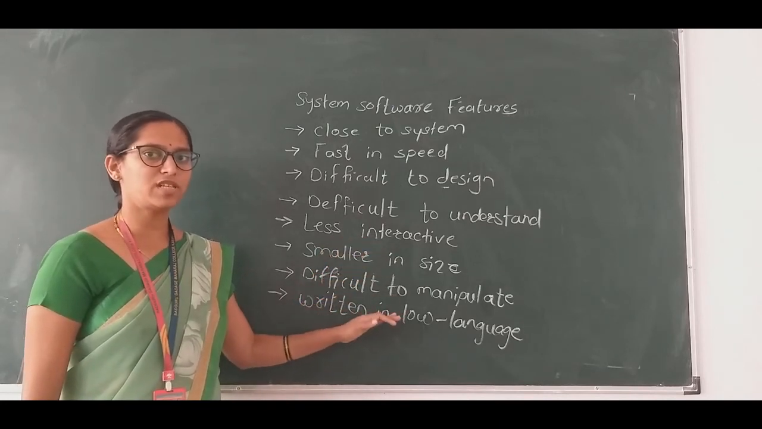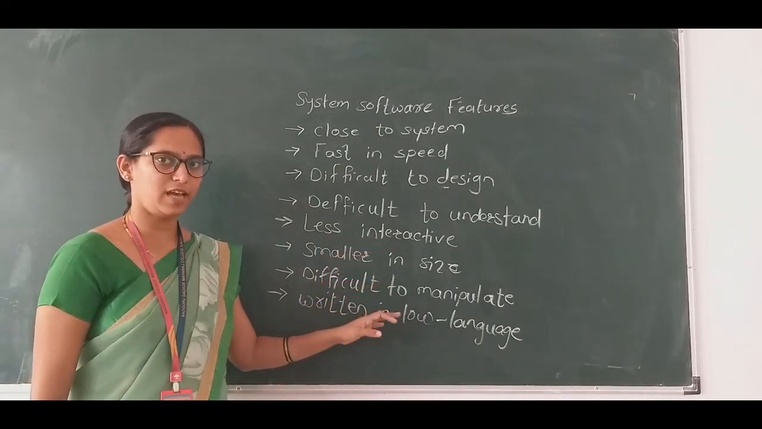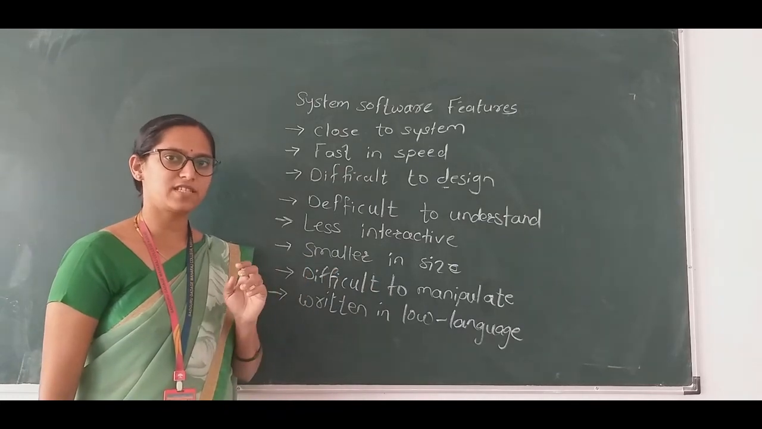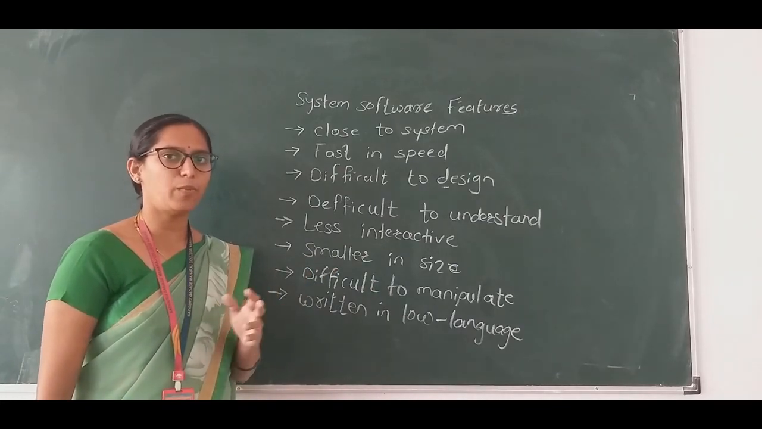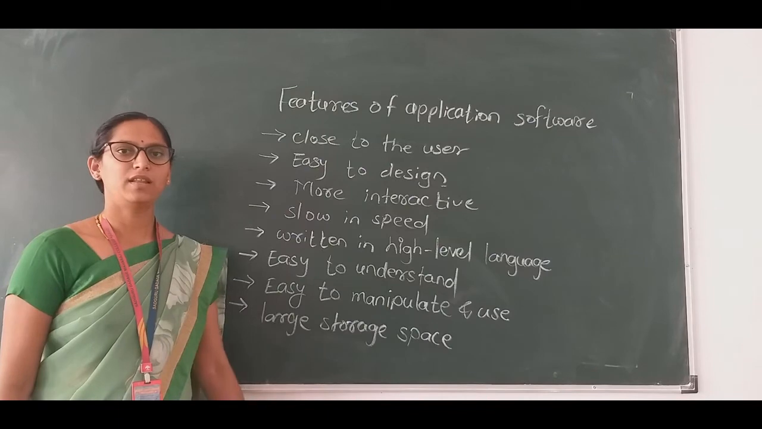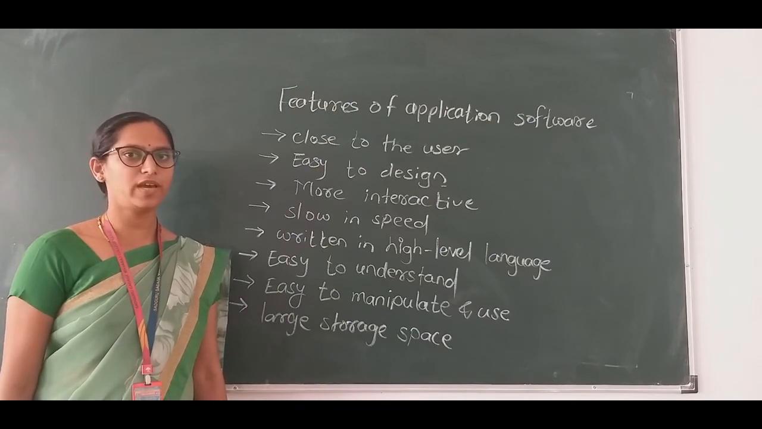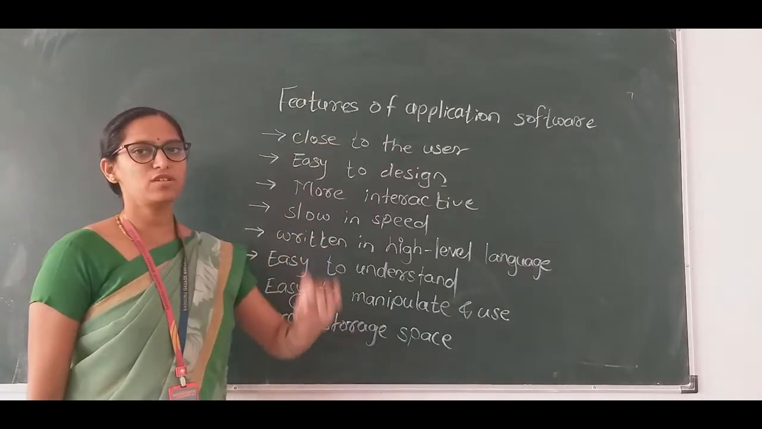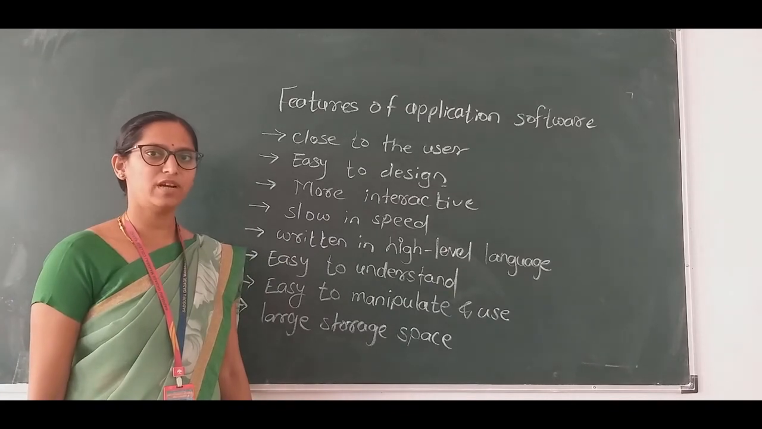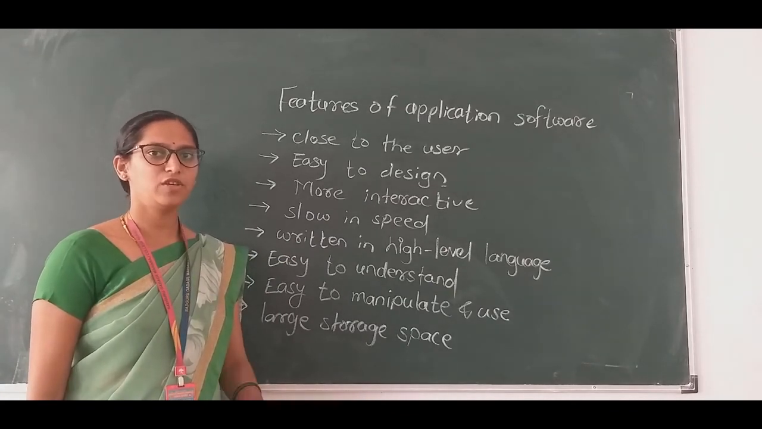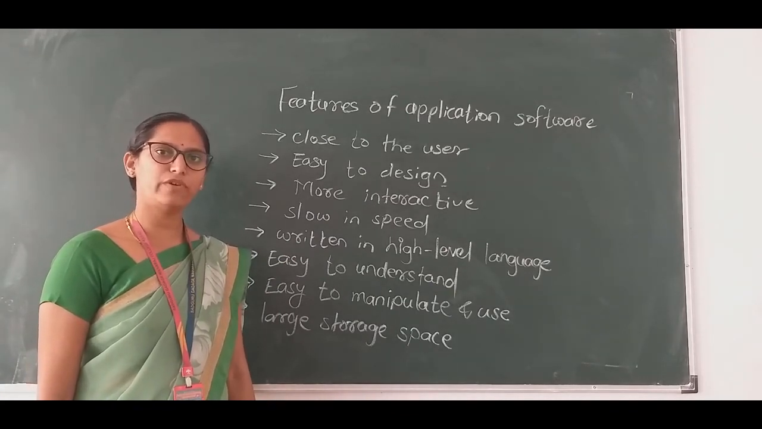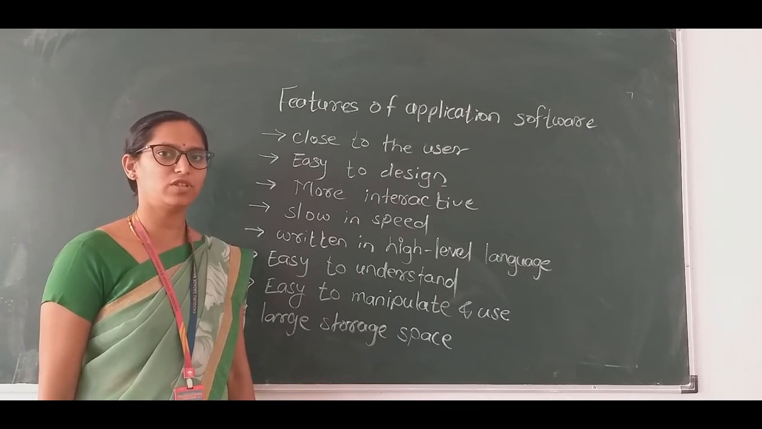Which system software is known? The users know Windows operating system, Windows XP, and a number of other operating systems. Now next is the features of application software. What is application software? Application software is user software. Why are we saying user software? Because it is designed for the users.